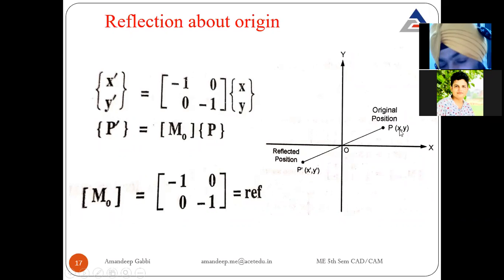Now you can see that if both x and y are positive, in the first quadrant, right? If you reflect this point P, which is 1 comma 2, about origin, it will reach the third quadrant. Both x and y are negative in the third quadrant, right? So if it is 3 comma 2, then it will be -3 comma -2.